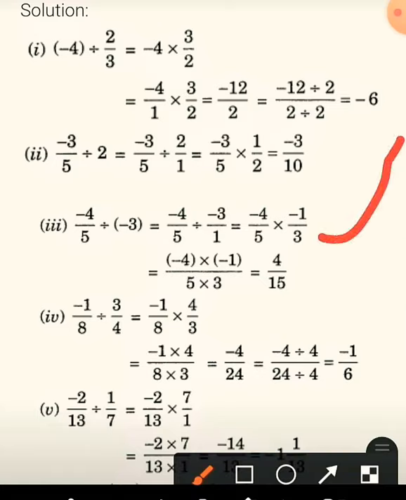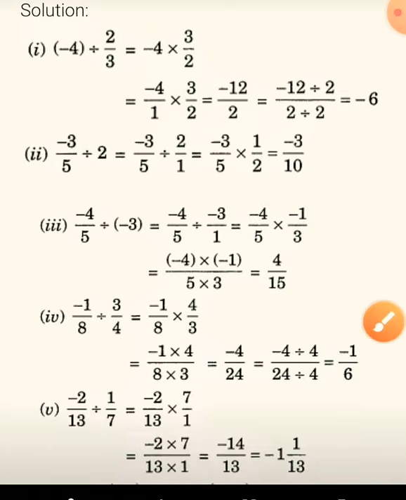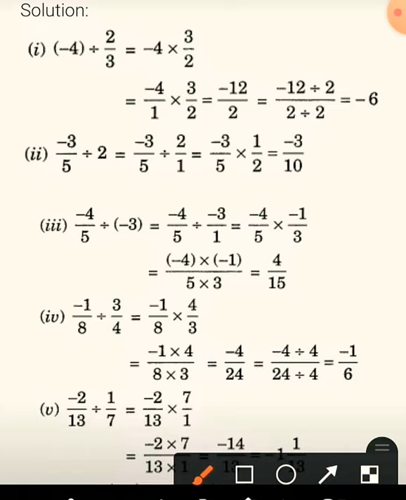Minus 4 upon 5 multiply by minus 1 upon 3. Now we have to multiply. So 4 ones are 4. Multiply number with number and sign also we have to multiply. So 4 ones are 4 and minus into minus will become plus. Okay, multiplication we are doing. So we have to multiply number also and sign also.